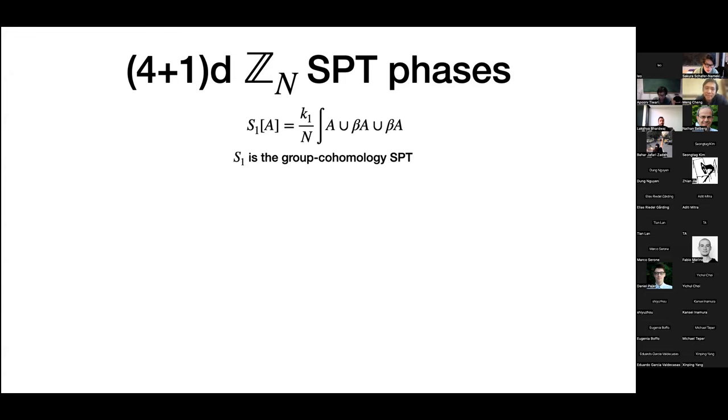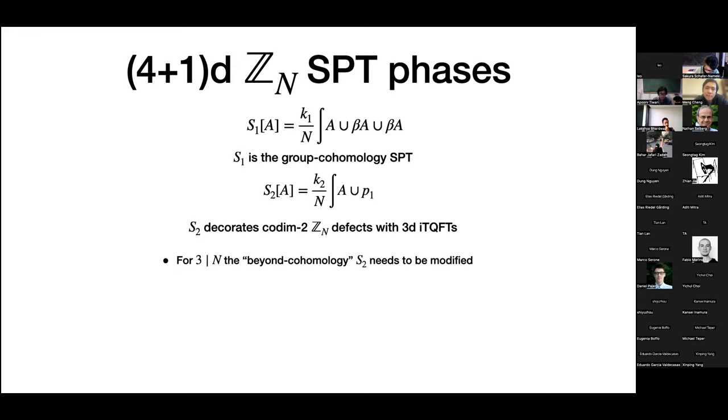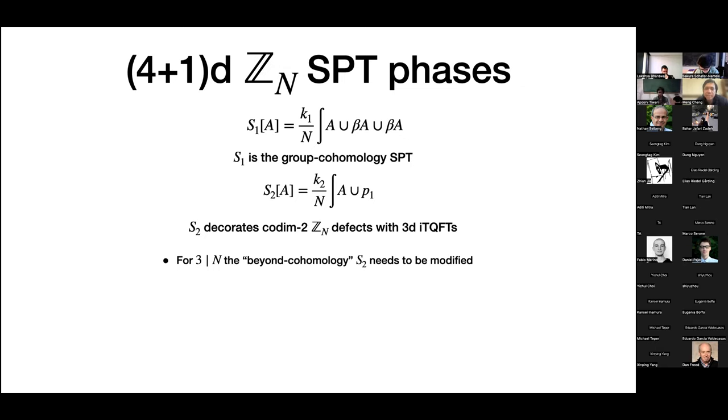There are two kinds of ZN SPTs in 4+1, given by the following two actions. The first one is a group cohomology term, described by a theta-term-like response action, where beta is a Bockstein homomorphism. And the second one is given by A cup P1, where P1 is a Pontryagin class. So S1 is group cohomology, and S2 comes from decorating the 3D invertible TQFTs, the so-called EA states, on co-dimension 2 ZN defects. I just want to note that when N is a multiple of 3, this action for the beyond cohomology SPT has to be modified with some interesting consequences, but I'm not going to discuss that here.